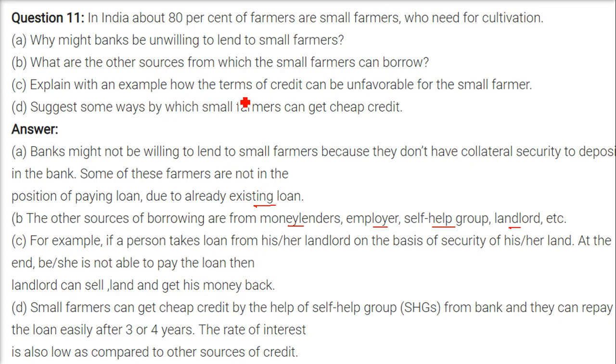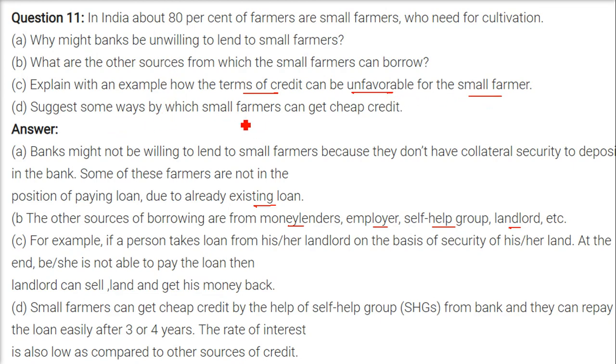So this is an example of how the terms of credit can be favorable for the smaller farmer. We can take one more example of how these terms of credit can be unfavorable. Because these terms of credit may be so rigid, or some moneylender may charge such a huge interest rate that the interest payment becomes higher than the actual amount. That is the problem. The small farmer will be caught in a debt trap.